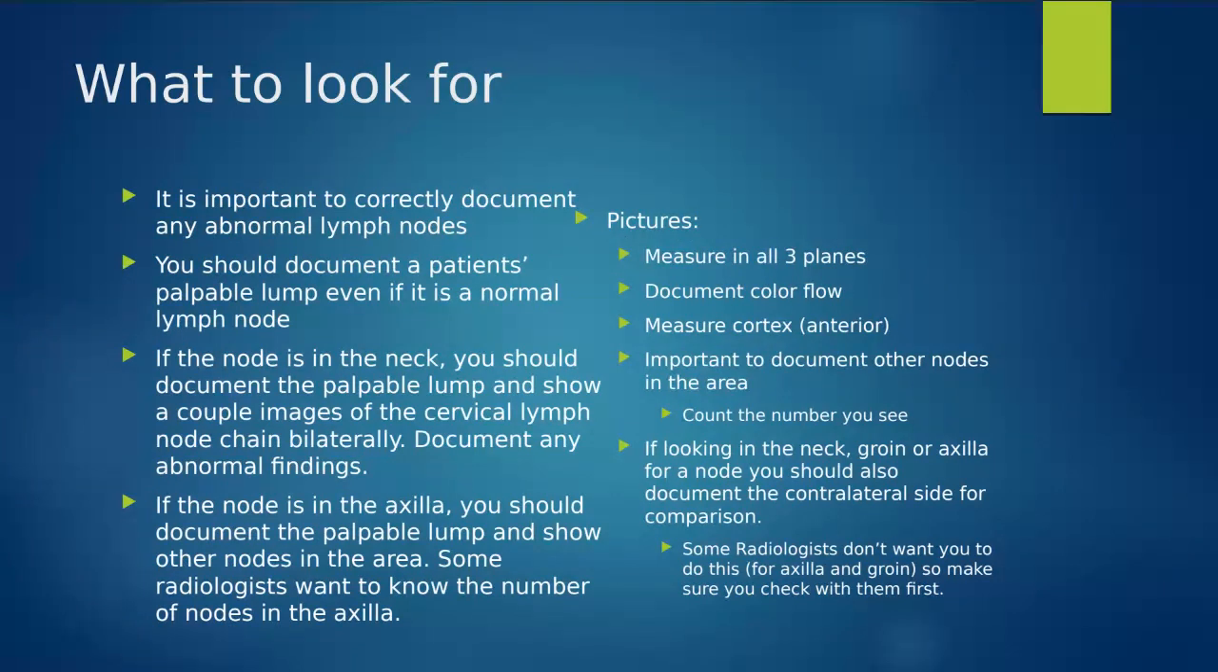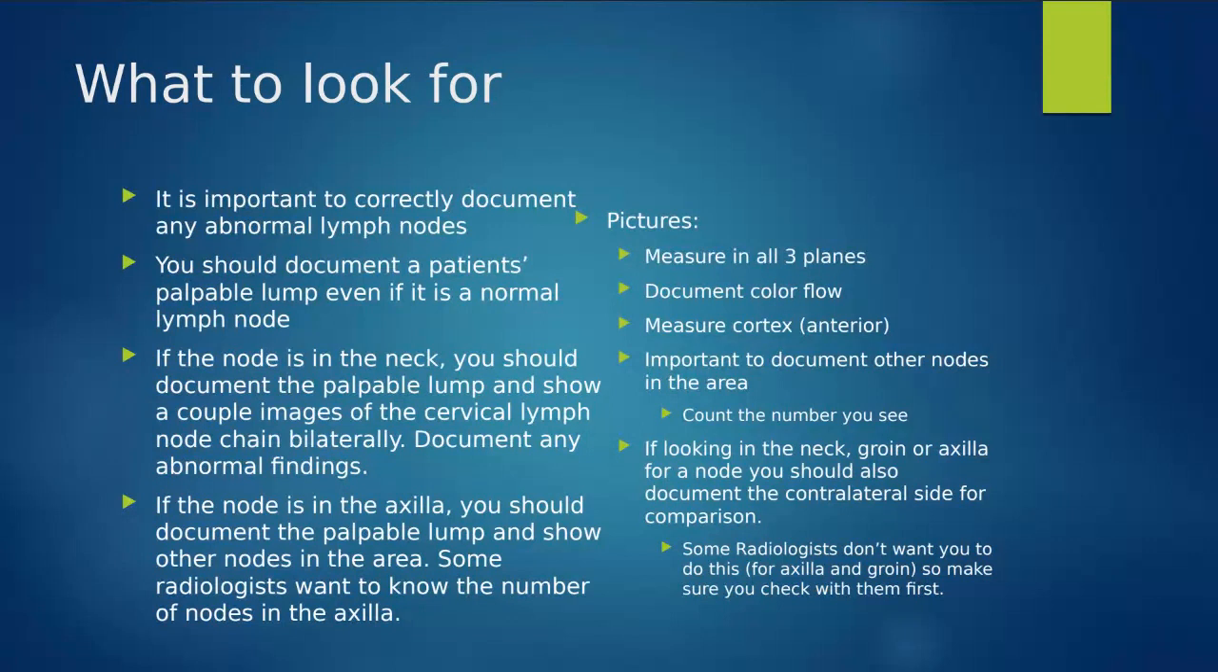Of course, it's important for us to correctly document any abnormal lymph nodes, or really any normal looking lymph node as well. We need to make sure that we're documenting a patient's palpable lump, even if it is a normal lymph node. So even if a patient comes in and says, hey, I have a lump on my arm, you look at it, it's a normal lymph node, of course, we're still going to take pictures and document that.